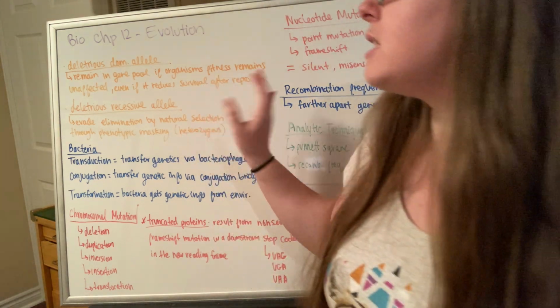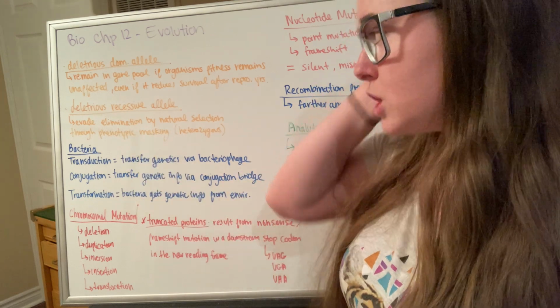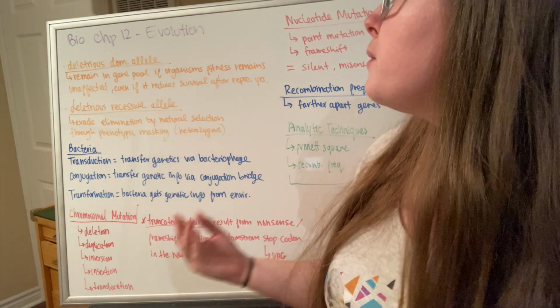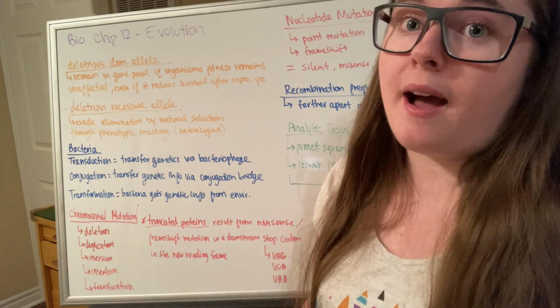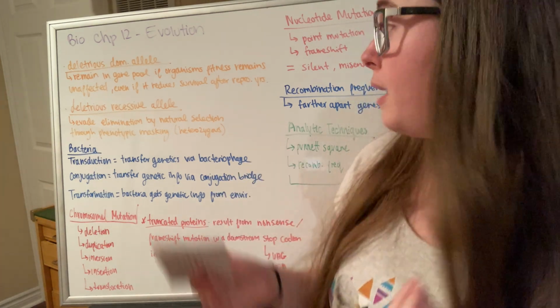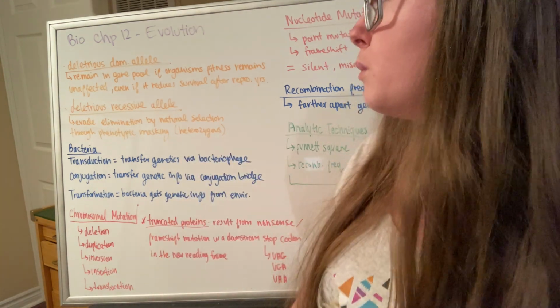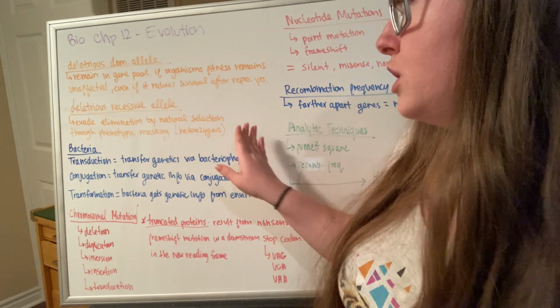And then you have deleterious recessive alleles, and this allele will evade elimination by natural selection through phenotypic masking. So if you have a deleterious recessive allele that is heterozygous, the dominant trait is what is going to be expressed. So that again will also evade elimination by natural selection.